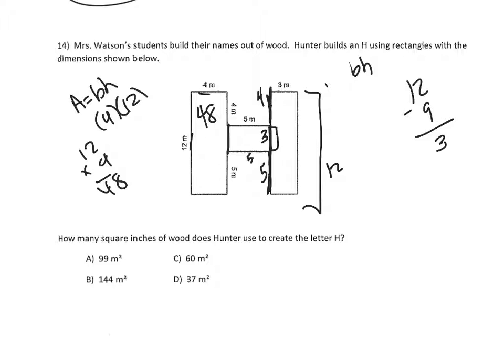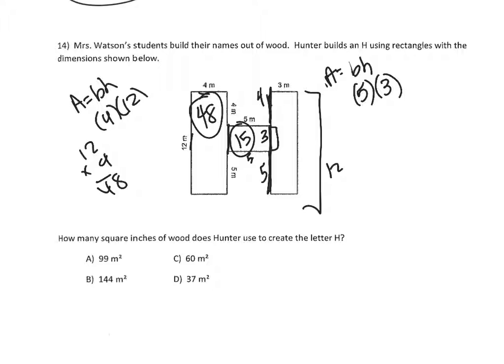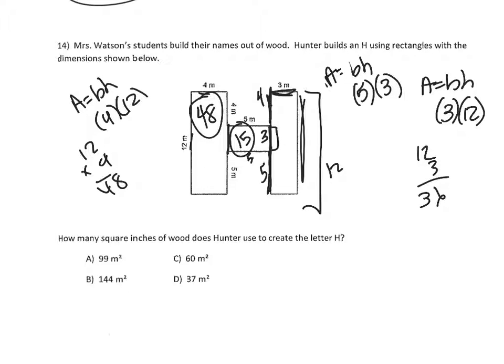So now I know that missing height is 3. So now I can plug in 5 times 3 and get 15. So the last rectangle, I've got a base, which is 3. And I've got a height, which was 12. So 12 times 3, 36.